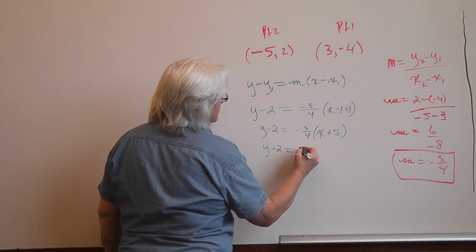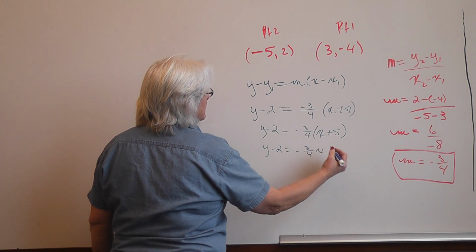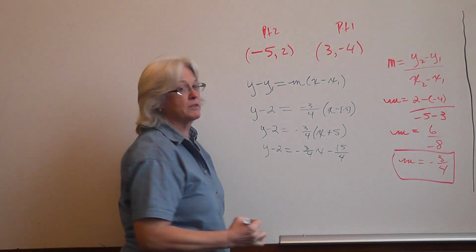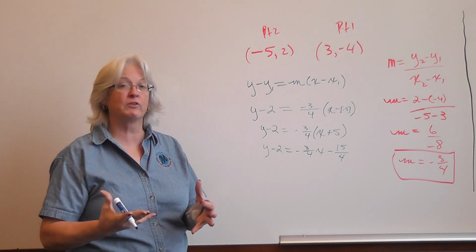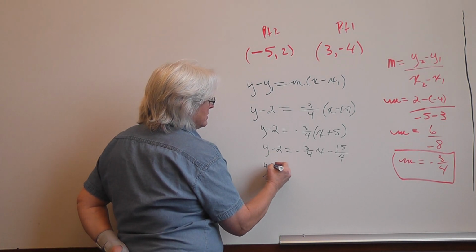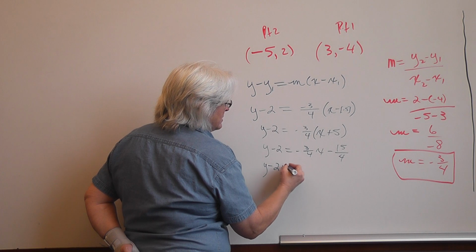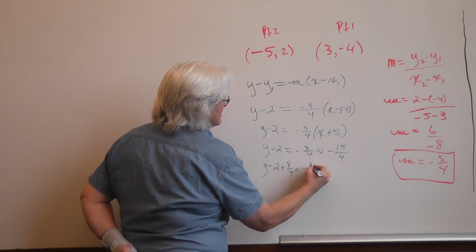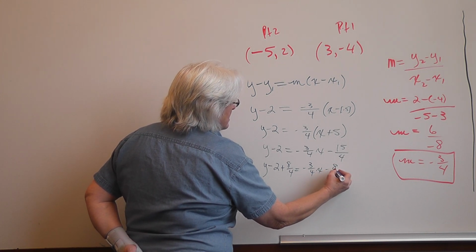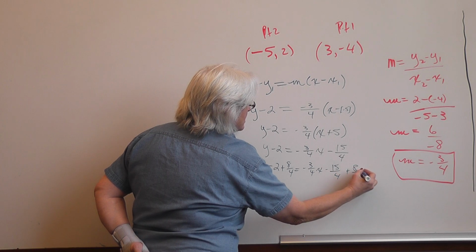y minus 2 is equal to negative 3/4 x, negative 3 times 5, minus 15/4. Remember I said you have to be comfortable working with fractions? We're going to add 2 to both sides of the equation, but I'm going to rename it as a fraction over 4. y minus 2 plus 8/4 is equal to negative 3/4 x minus 15/4 plus 8/4.